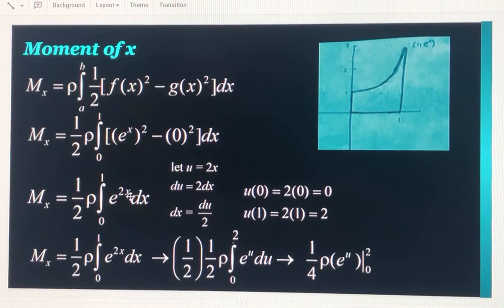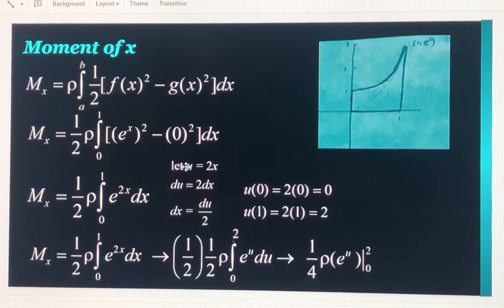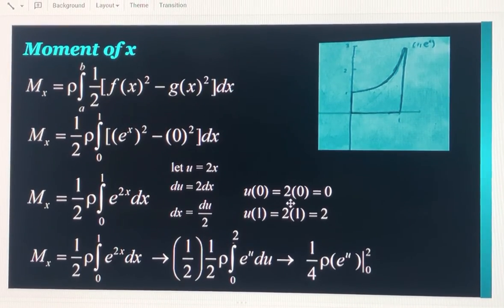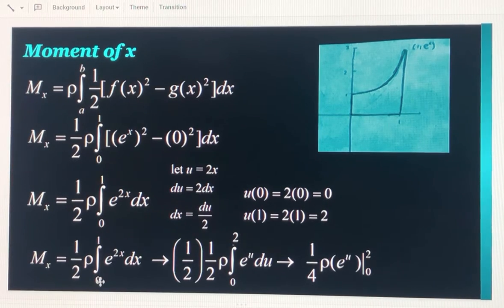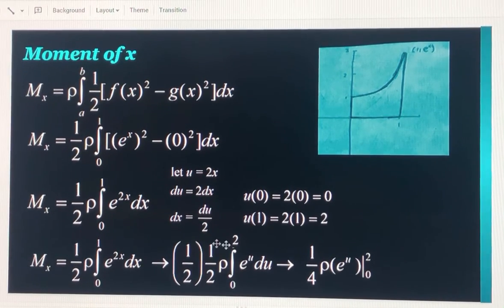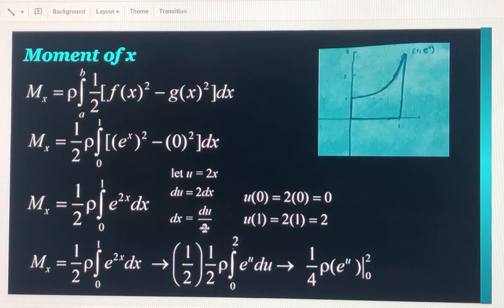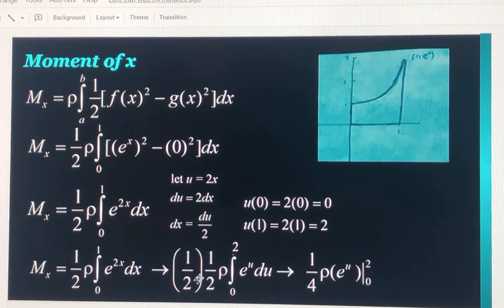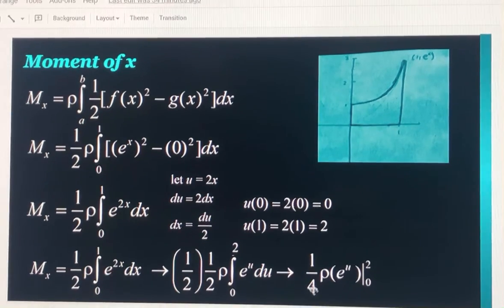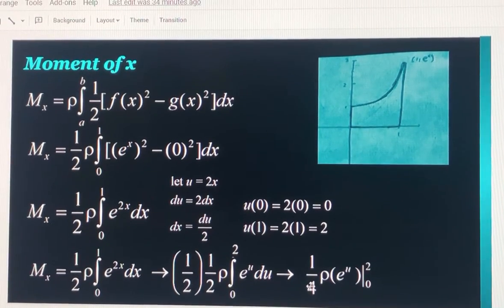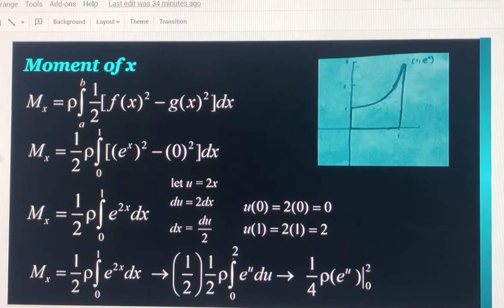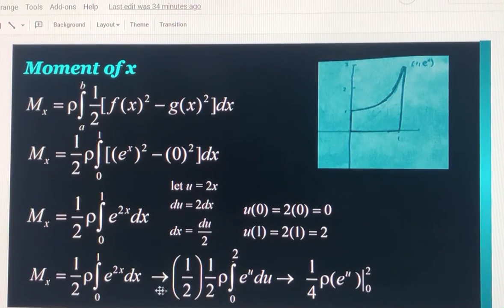This is a u substitution problem. So we're gonna let u equals 2x, and we're also going to plug in these limits of integration to get these new limits of integration right here, which are going to be 0 and 2. Now, this du on the bottom, we can move this outside right here so it gets multiplied with this 1/2. So the result is going to be 1/4 rho e to the u, to the limits of 0 and 2. And this is already integrated right here.